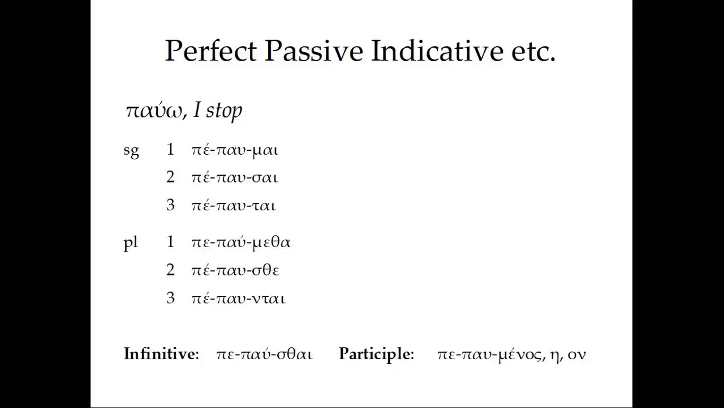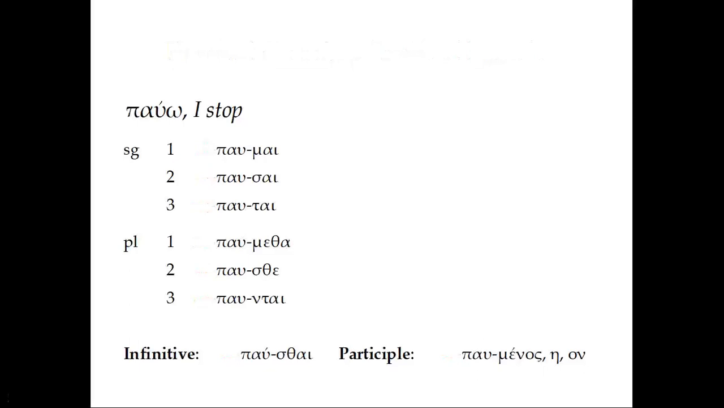Pepao mai, pepao sai, pepao tai. I have been stopped, you have been stopped, he, she, it has been stopped. To get the present passive indicative, first of all, we're going to drop the reduplicated consonant, of course. That leaves us with these.